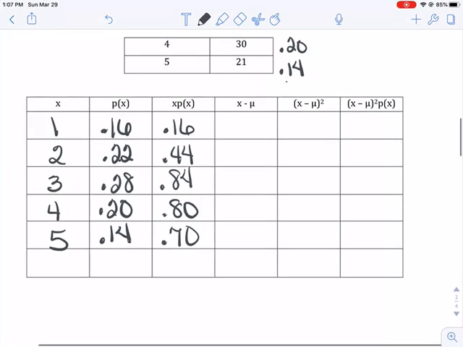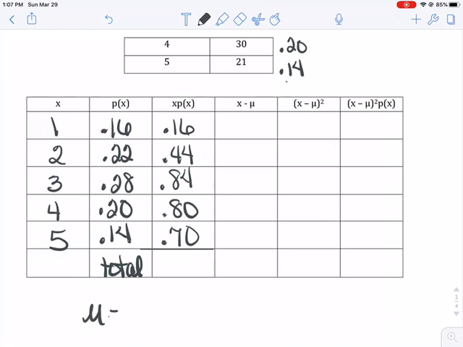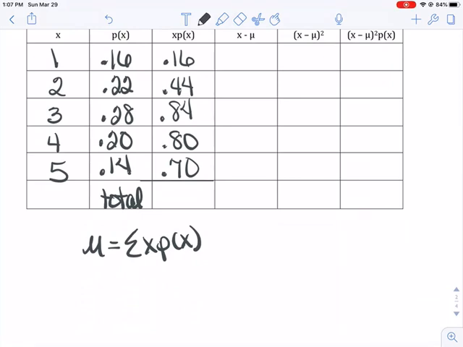Okay, so now we're going to find our mean, our mu, and remember that means we're going to add up the total of x times p of x. So mu is equal to the summation of x times p of x. So we're going to total up that column. So we're going to add all these up right here, and that's going to give us our mu.